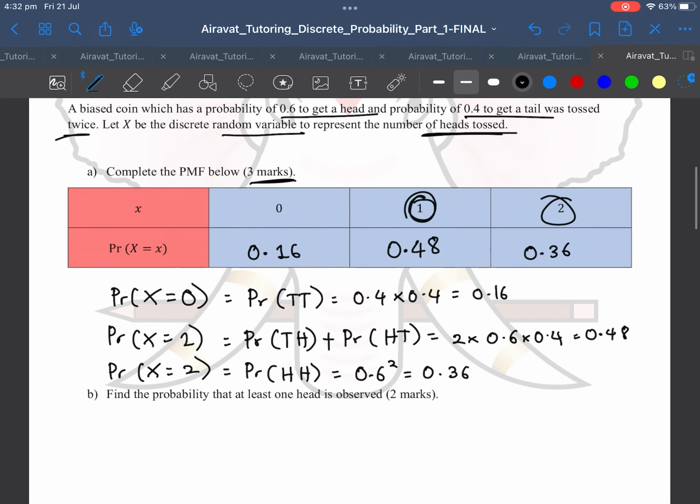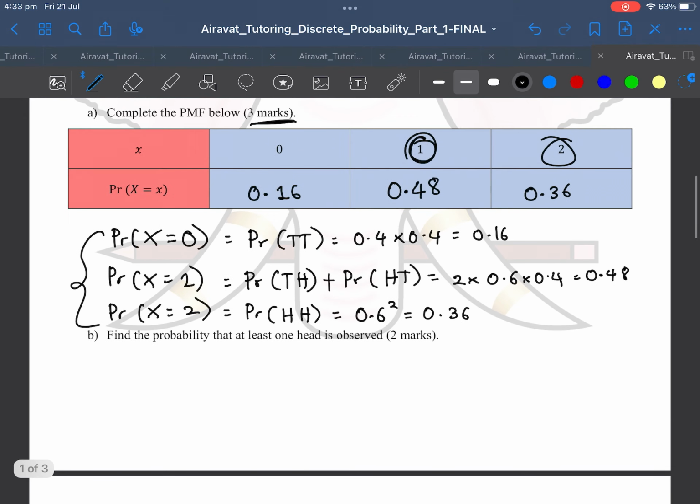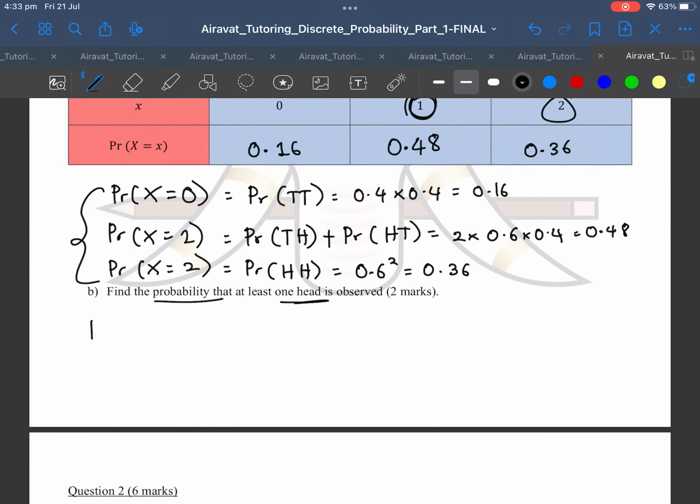This is a 3-marker question, so there will be 1 mark for all of this working out and 2 marks for 3 correct answers. Alright, now the next question is: find the probability that at least one head is observed. So at least one head means P(X ≥ 1).